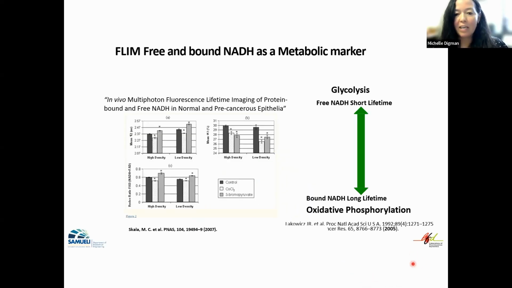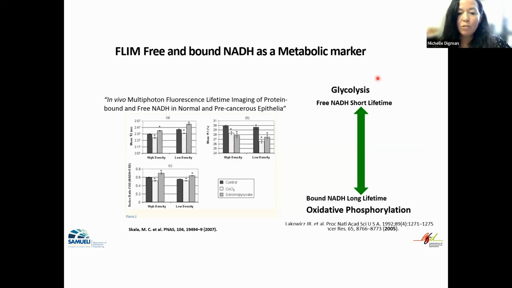Now, for our application, we are going to be looking at NADH as a metabolic marker, and to highlight some of the work that's been done in this area. If you're interested in learning more about how you can actually get metabolism information from NADH, one of the nicest papers that's come out is by Melissa Scala, where she's shown in vivo multiphoton fluorescence lifetime imaging and the protein bound and free NADH in the precancerous epithelia.